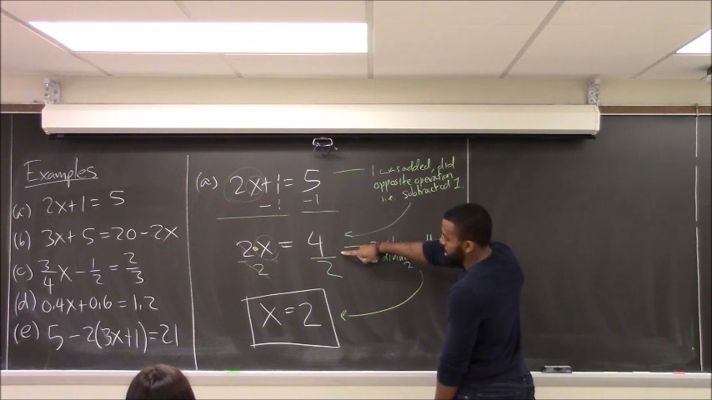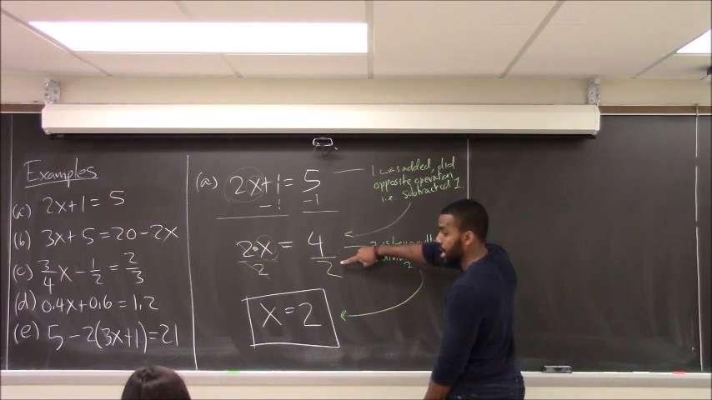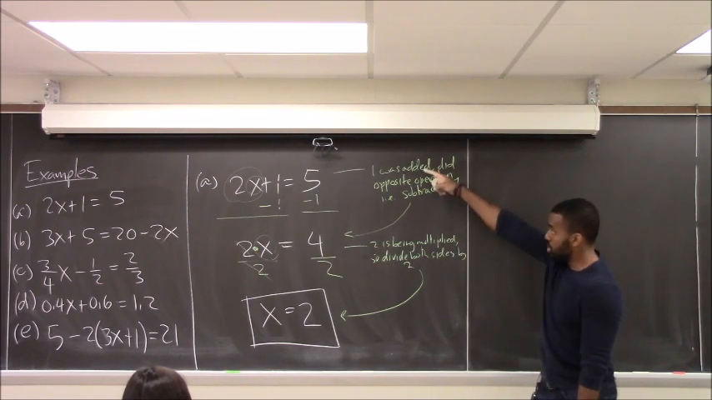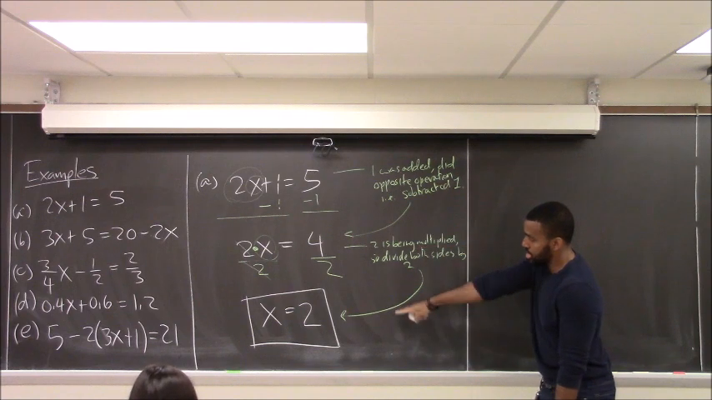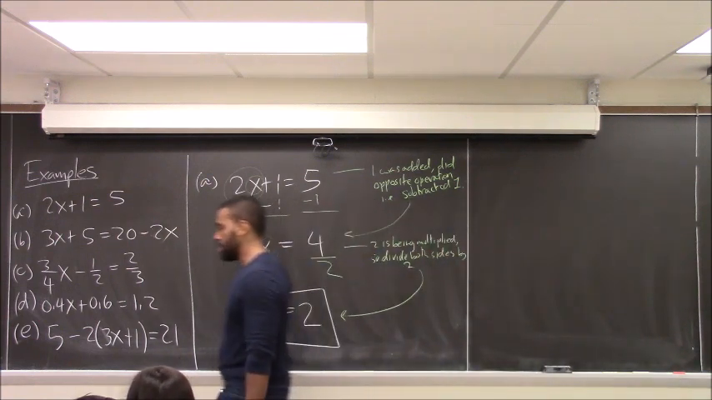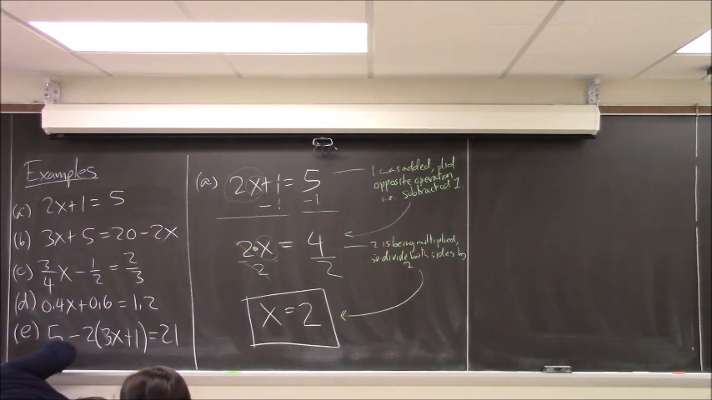This is me applying property 2. Even though property 2 is stated in terms of multiplication, you can realize that dividing by 2 is the same as multiplying by a half. So I'm actually applying property 2 here. Property 1 was applied here, property 2 was applied here. This gives me the convenient situation where I can talk about my solution set. So the 4 things I mentioned are the 4 things you're allowed to take advantage of when it comes to solving equations.